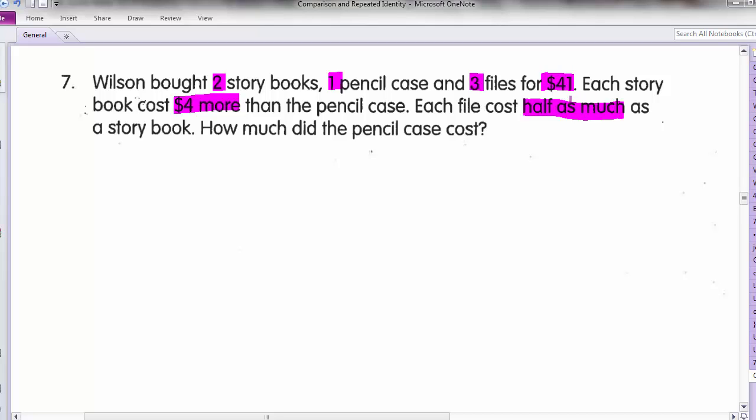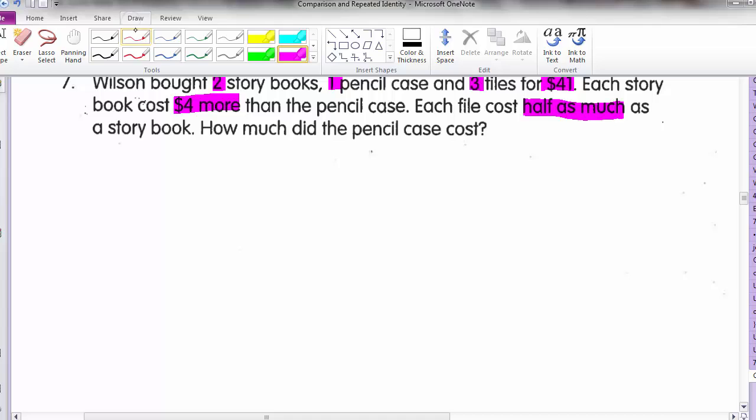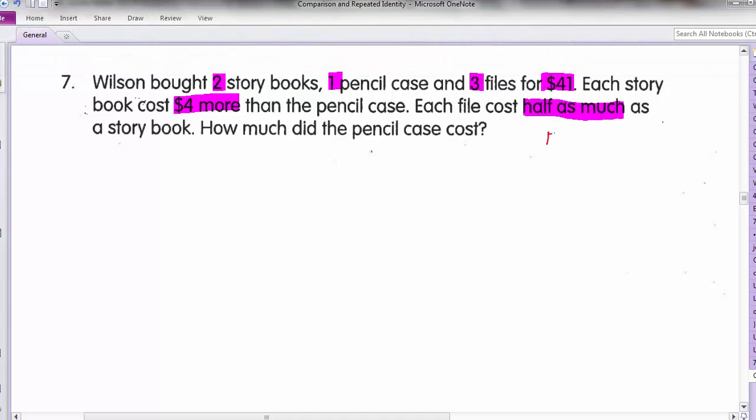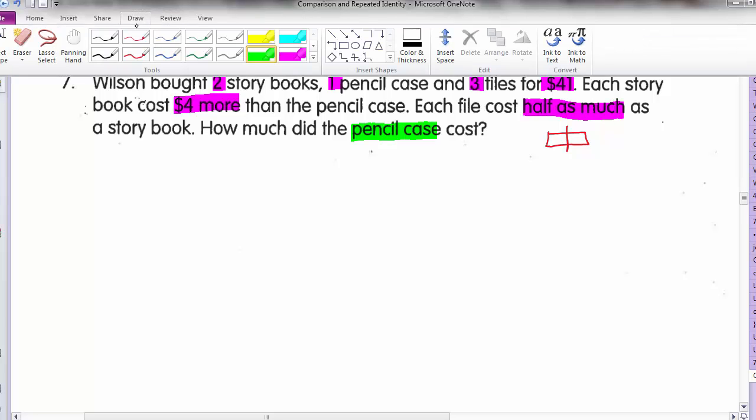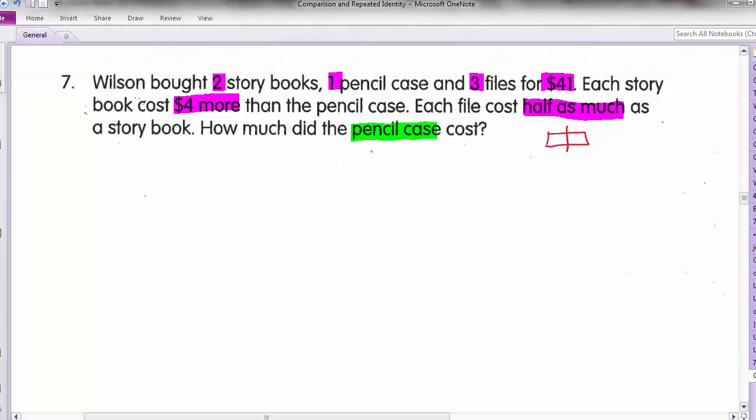Half, huh? That means if I have 1 unit, it's half. If I have 2 units, it's half. Okay, so this is something you must remember. Half, huh? Right, then I'm looking for my pencil case. I want to find how much the pencil case costs. So let's try. Like I said, always we do the one item first. So let's do storybook. Storybook and pencil case. Storybook costs $14 more. So that means whatever the pencil case has, that's 1 unit. Storybook has $14 more.